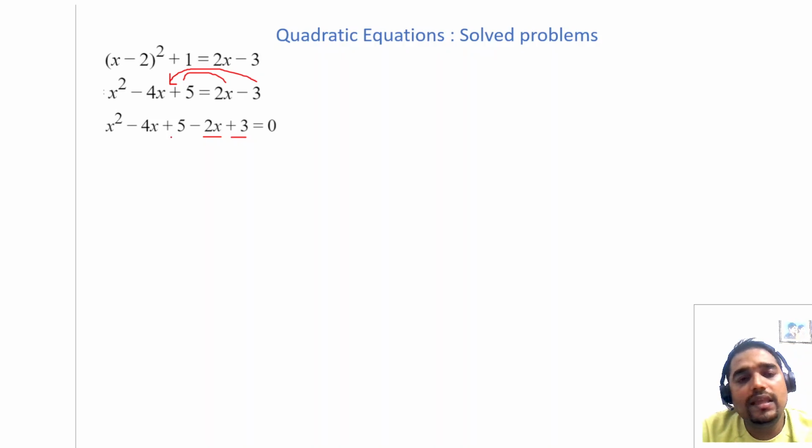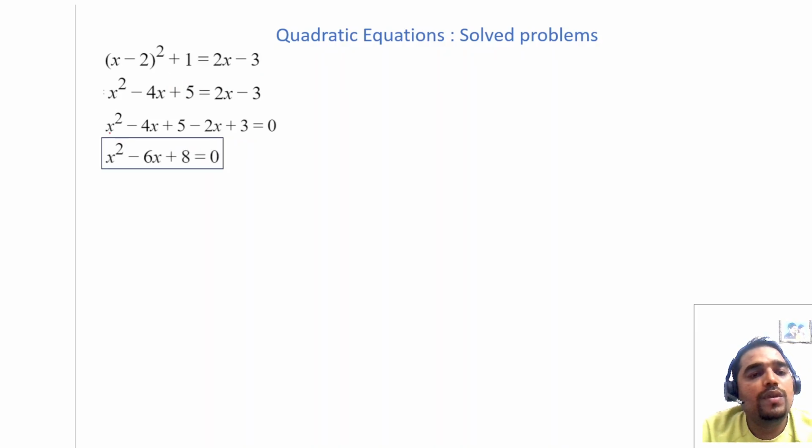Now we will rearrange the terms and consider the like terms. The first term is x square as it is. The second term, minus 4x and minus 2x, get added to give minus 6x, and 5 plus 3 gives plus 8. So the resultant equation is x square minus 6x plus 8 is equal to 0. This is the final equation.